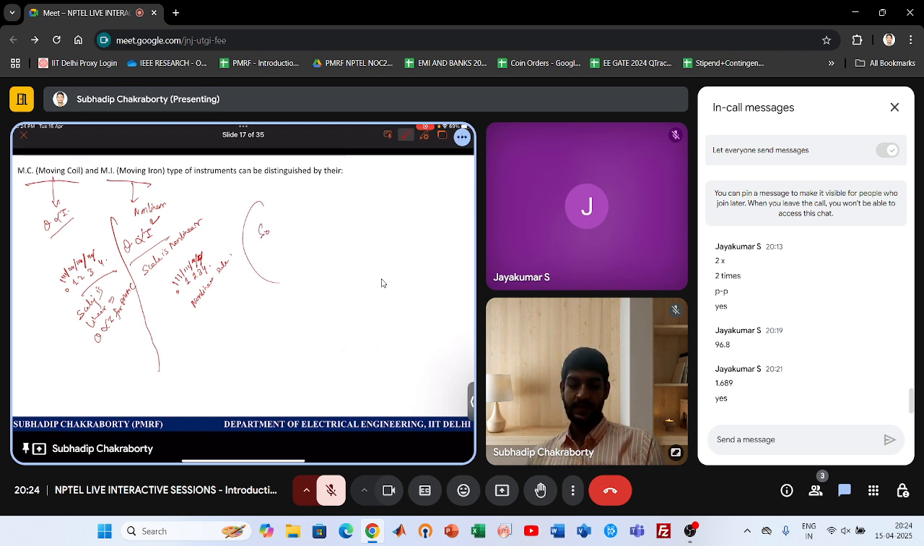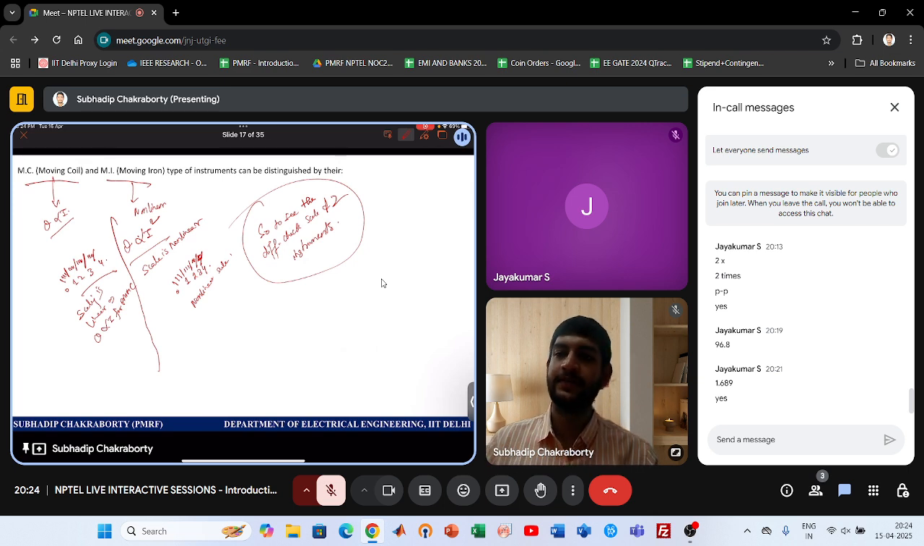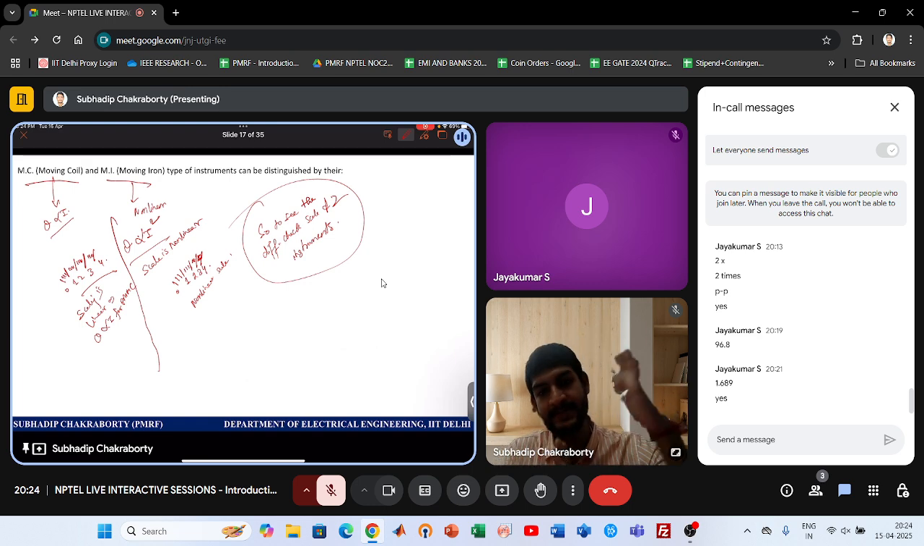To see the difference, check the scale of the two instruments. Just by seeing the scale, you can understand which one is moving coil or PMMC and which one is moving iron, because the moving iron scale will be non-linear and will be compressed at the higher side. Understood, right?